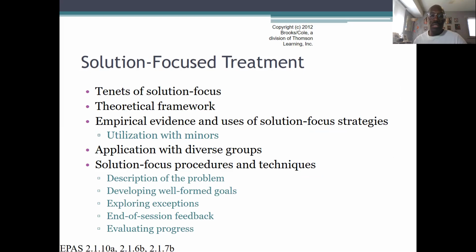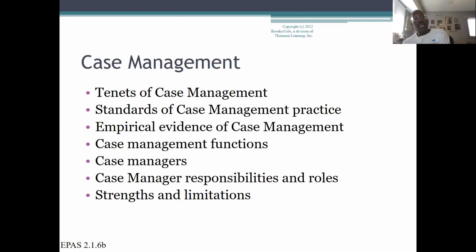Some of the tenets here are that it has a theoretical framework, good numbers in terms of being effective with minors, and it also applies and works across a diverse group. There's research that supports those things. When we think about solution focused procedures and techniques: a description of the problem, developing well-formed goals, exploring exceptions, in-session feedback, and then evaluating progress or steps. So we're moving towards a solution from day one.